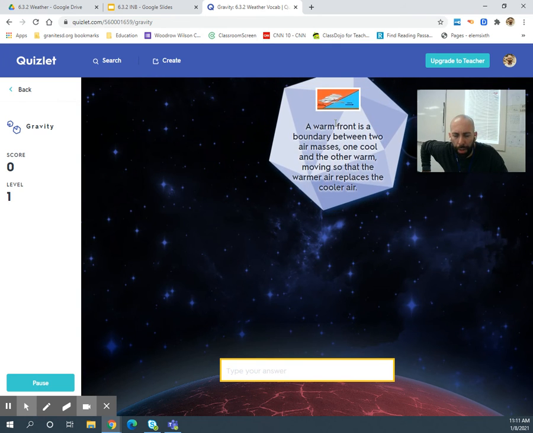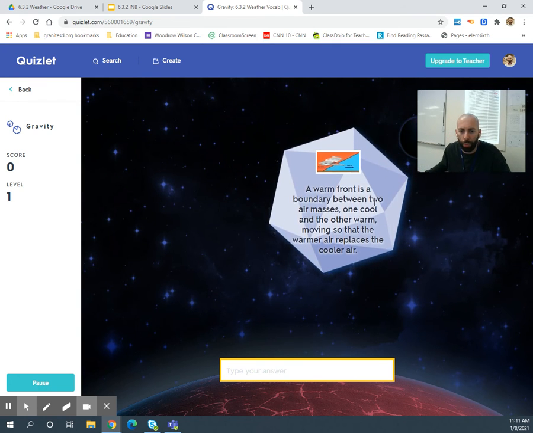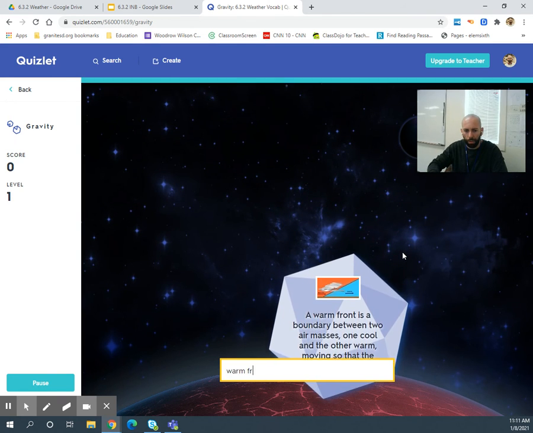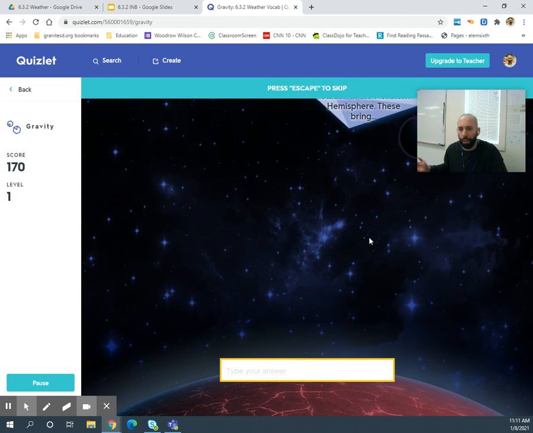So a warm front is a boundary between 2 air masses, one cool and the other warm, moving so that the warm air replaces the cool air. And I see a picture. I'm going to guess warm front. I don't know. I think I got that right.